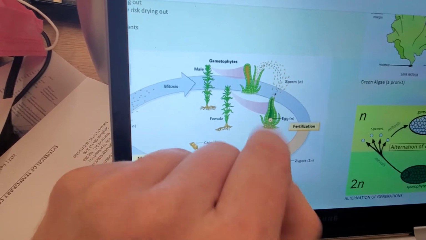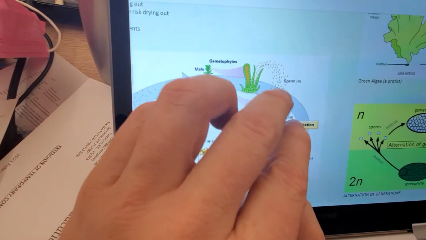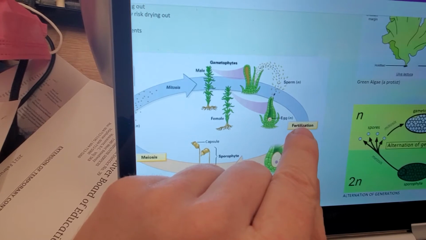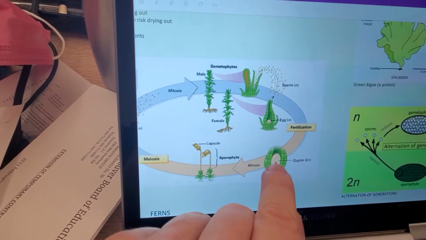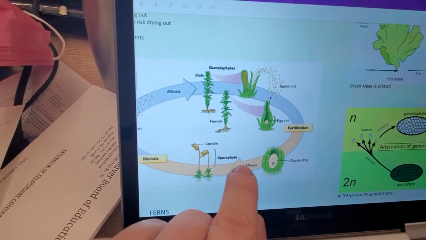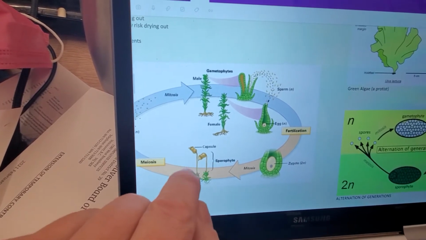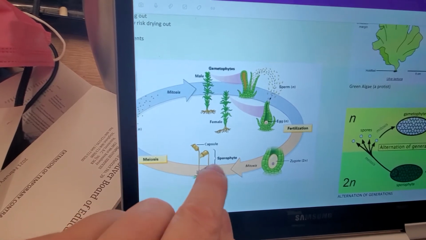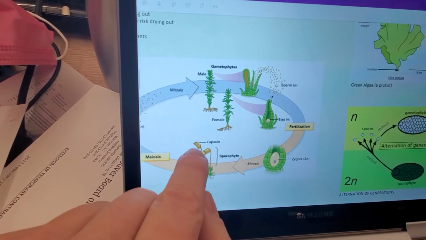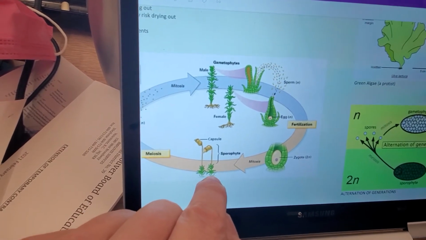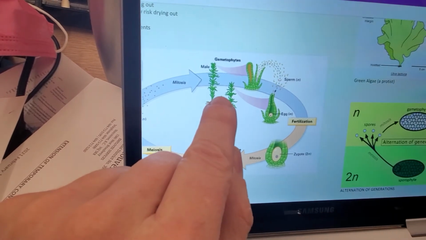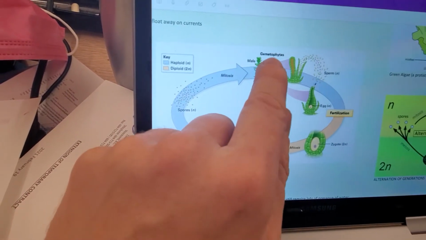So they will release those sperm and the egg. They will swim. They will come together, and then there is a process called fertilization. When you have fertilization, you go from haploid to diploid. You make a zygote. And a zygote will grow into a sporophyte. The sporophyte grows on top of this stage, which is haploid, the gametophyte. Gametophyte produces gametes, sporophyte produces spores.